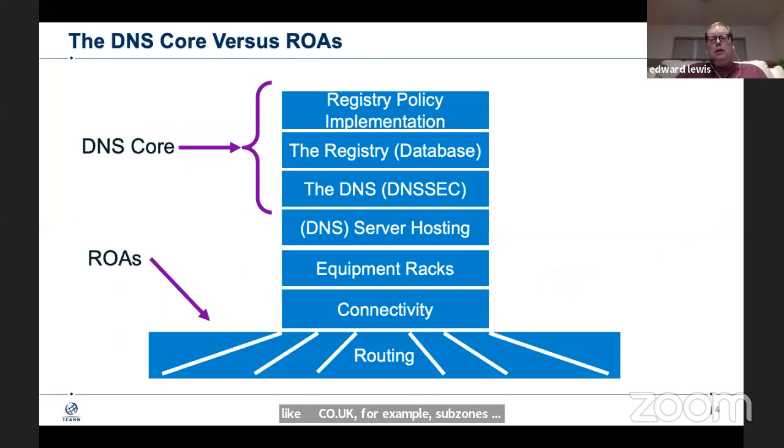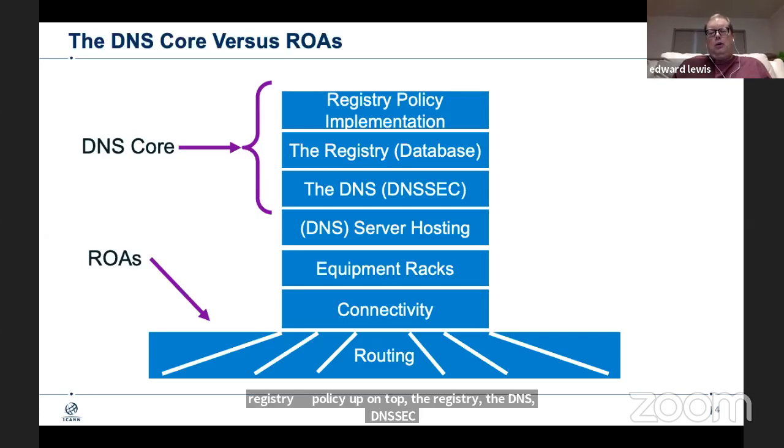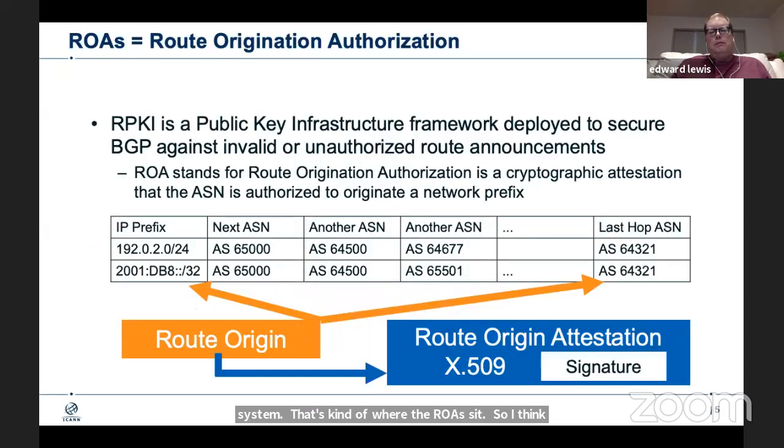Now, the DNS core, generally, we talk about the registry policy up on top, the registries, the DNSSEC work on top of it. But that's just on top of a whole stack of other services: server hosting, equipment racks, connectivity, and down at the foundation of all this is the routing system. And that's kind of where the ROAs sit. So I think that ROAs and DNS actually kind of go hand in hand.